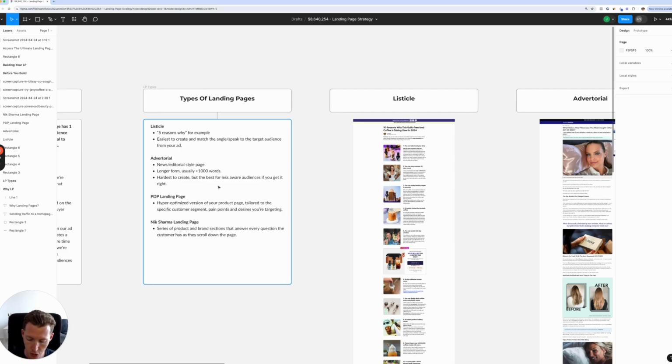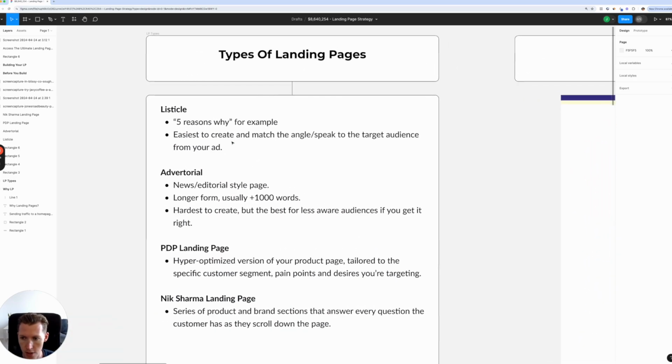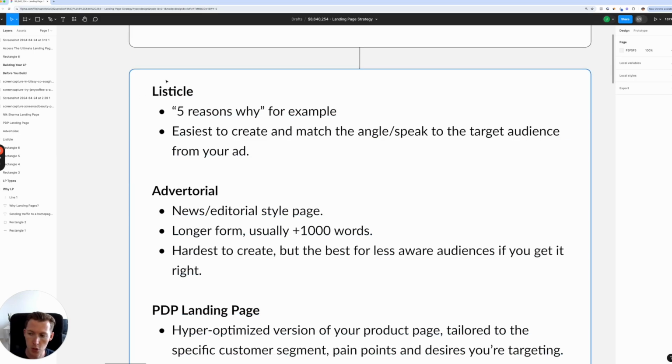Now, it's really important that you test multiple different formats and styles of landing pages, and I'm going to show you why in just a moment, okay? So, first things first, the types of landing pages. First one is Listicle. A Listicle is a 5 reasons why.